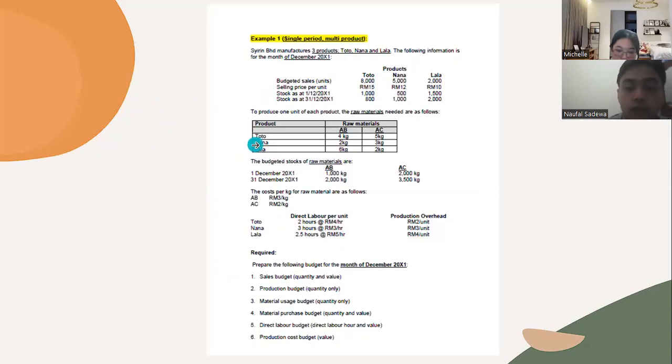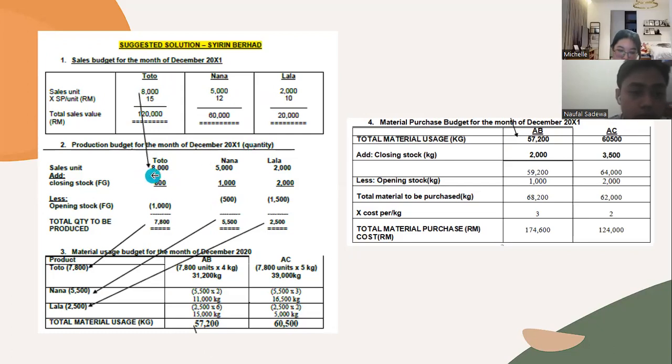You can see, and you just input it into the table and count all of this, and we can get the total quantity to be produced. Toto has 7,800, and then Nana 5,500, and Lala has 2,500.